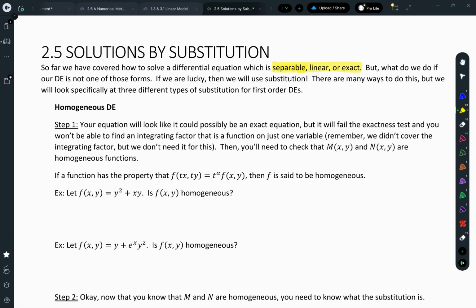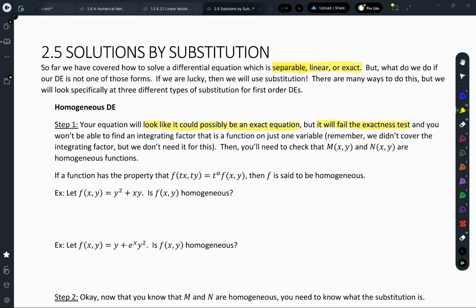The first substitution method is dealing with the homogeneous differential equation. And the idea with a homogeneous equation is that our equation will look like it might be an exact equation, but if we were to do an exactness test on it, it would totally fail. Okay, so it'll fail the exactness test, even though it looks like it could possibly be an exact equation. And we won't be able to find some integrating factor for two reasons. One, we didn't cover it, so we don't know how, but two, because there will be no way to actually force it to be an exact equation.